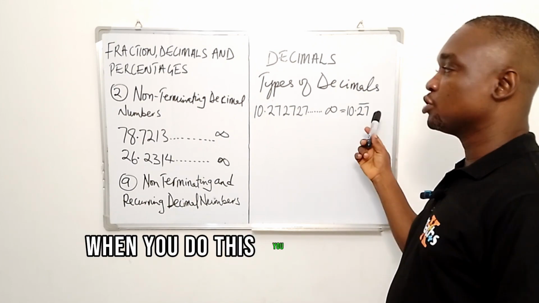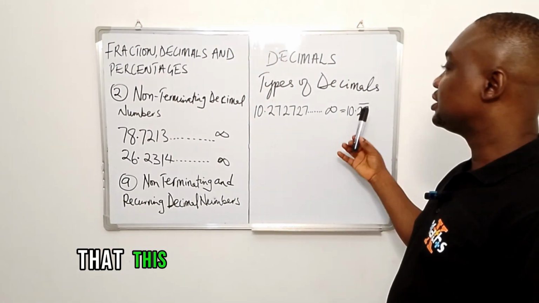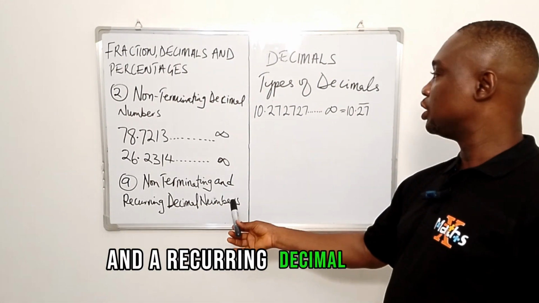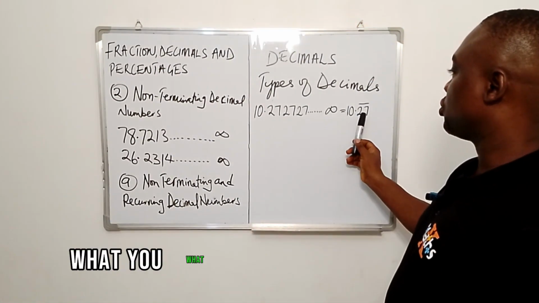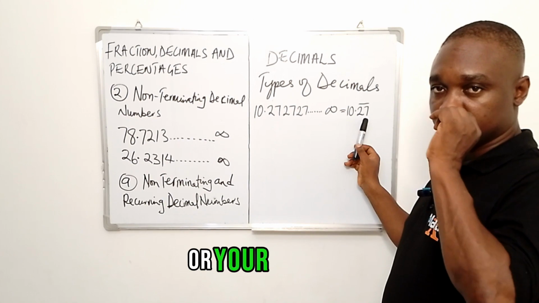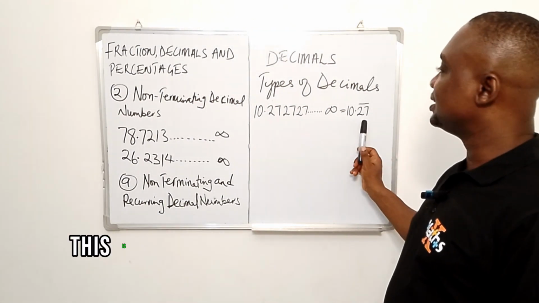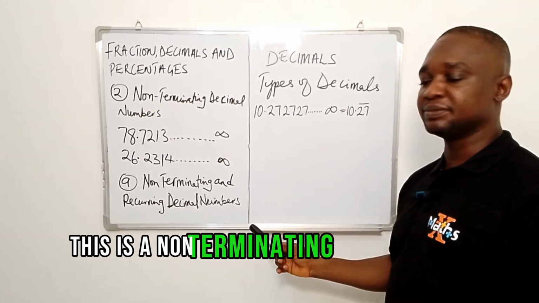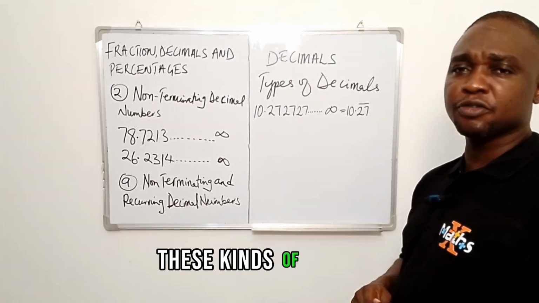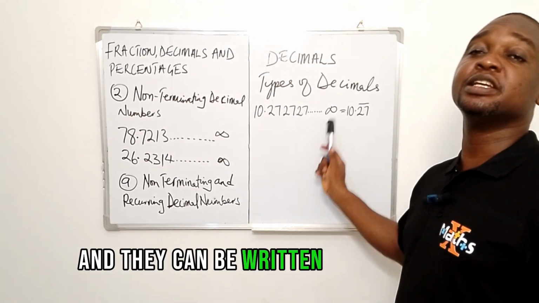When you do this, you just told your examiner or anybody assessing you that this number is a non-terminating and recurring decimal number. What you've done here is tell your examiner or your teacher that this number just keeps on going. So this is a non-terminating and recurring decimal number. These kinds of numbers are rational numbers, and they can be written in ratio form.